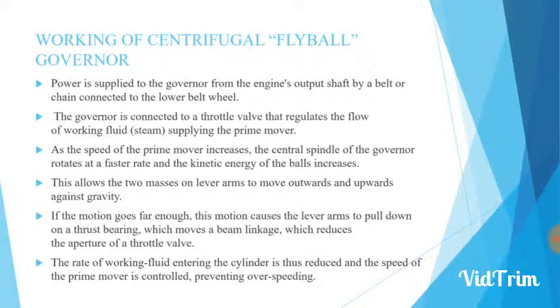If the motion goes far enough, this motion causes the lever arms to pull down on the thrust bearing, which moves a beam linkage, which reduces the aperture of a throttle valve. The rate of working fluid entering the cylinder is thus reduced and the speed of the prime mover is controlled, preventing overspeeding.